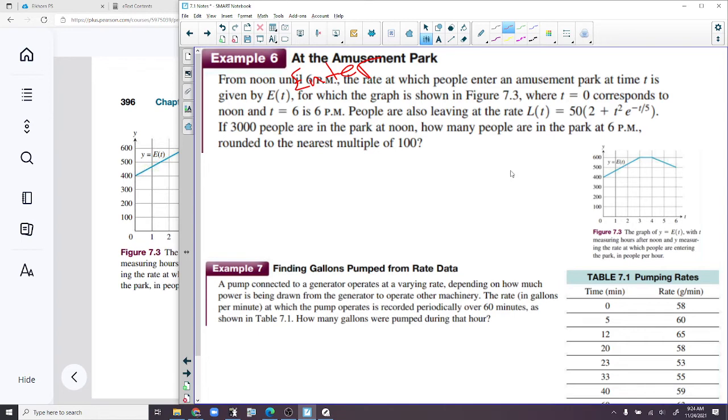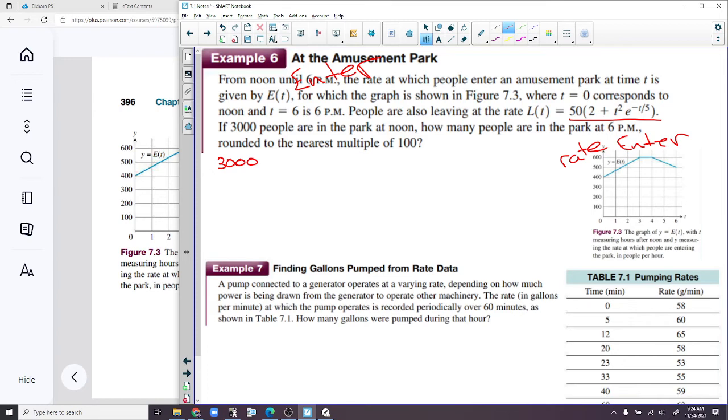So that's the graph of the rate at which people are entering. And we have people are also leaving at a rate of this equation right here. If 3,000 people are in the park at noon, how many people are in the park at 6 p.m., rounded to the nearest multiple of 100? So we start with 3,000. If this is the rate at which people are entering the park, then the area under the curve is how many people are entering the park.